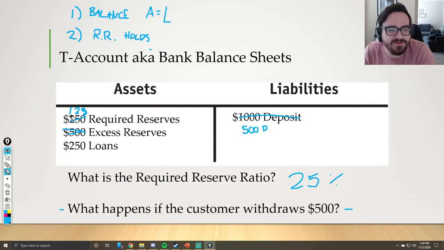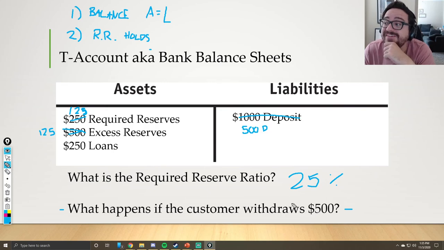But where did the other 125 here go? Where did that money go? It went to the excess reserves. It's now left over. They can now use that money. So here is how this problem would actually end up. They could ask things like, okay, what will happen to the excess reserves if a customer withdraws $500? And what you would say is the excess reserves wouldn't drop to zero, because that only happens for like a millisecond. They would drop to 125, which is weird.